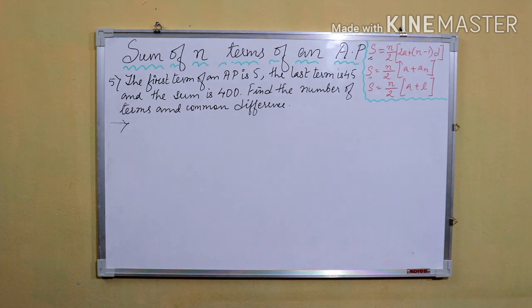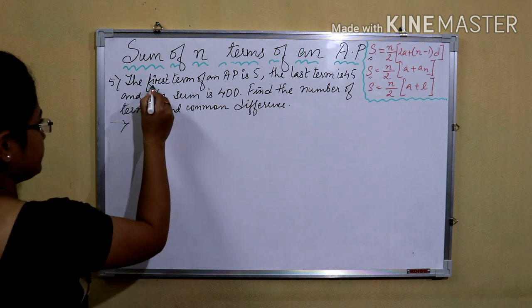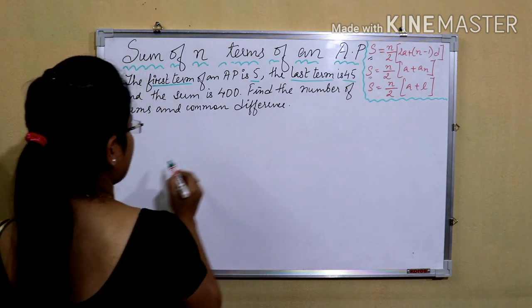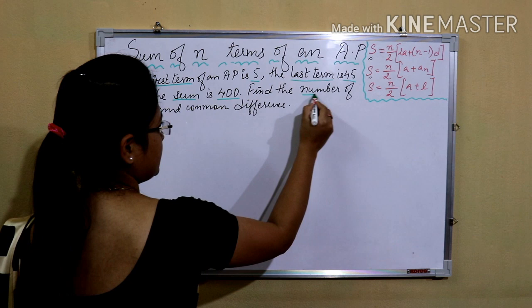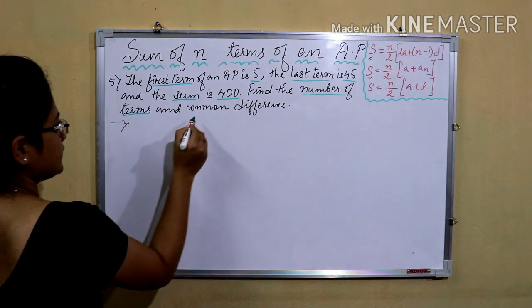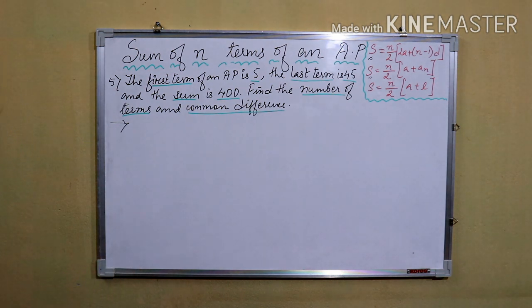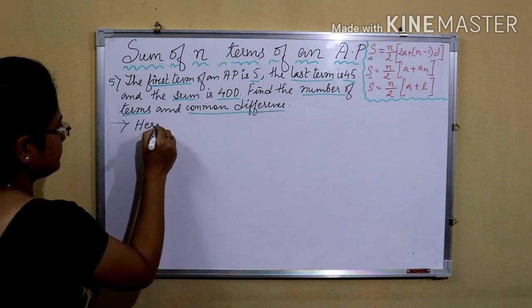So next question is, the first term of an AP is 5. That means a is 5. Last term it is given as 45. Sum given as 400. You are asked to find out number of terms and common difference. Number of terms, that means n, common difference, that means d. So let us write whatever is given to us here.